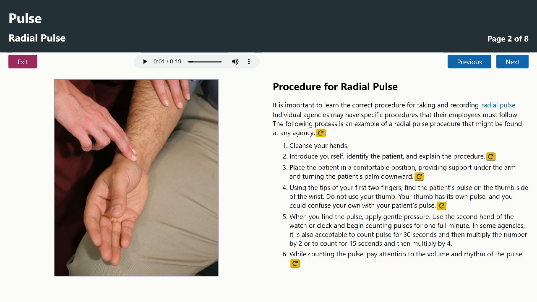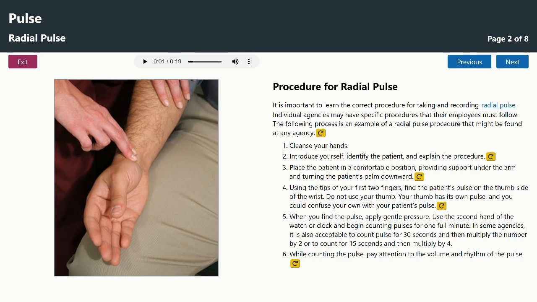So if you're taking a radial pulse, your radial artery is on the wrist. It doesn't matter which arm or hand you do. You want to make sure that the person's palm is downward so that you're able to get to that site. So using the tips of your first two fingers, as you can see right here, you're gonna find their pulse on the thumb side of the wrist. So your radial is on your thumb side right here. Do not use your thumb. Your thumb has a pulse in it, so you don't want that picking up and thinking that it's the pulse of the patient.